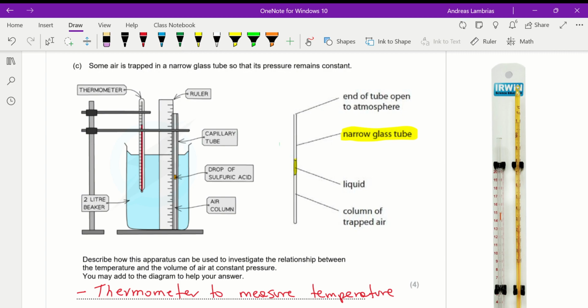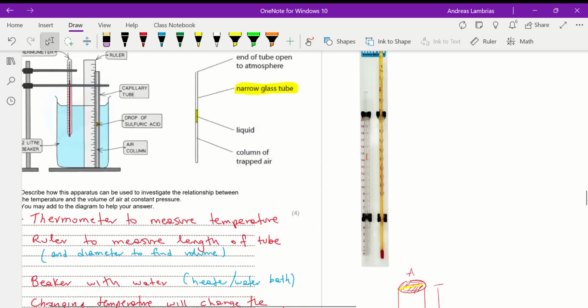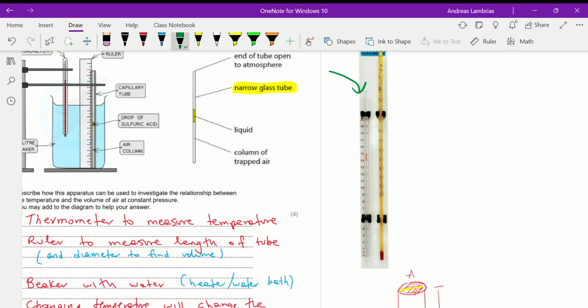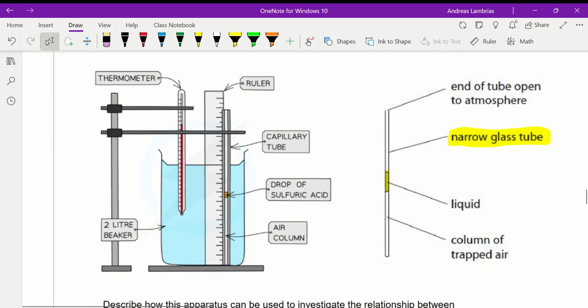And this is what I'm trying to do in this investigation. Now, how do I do it in reality? So this is how the apparatus looks. I have the capillary tube here, and then the thermometer here to measure the temperature. And I'm placing this in a beaker full of water.